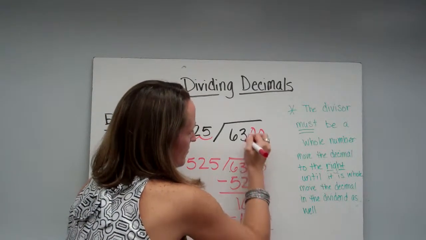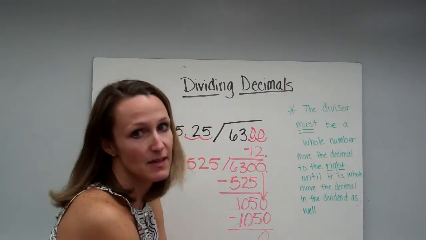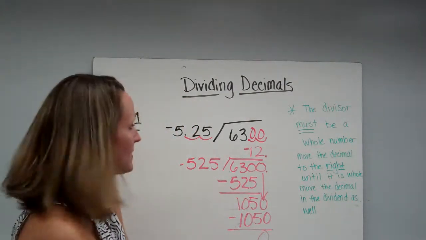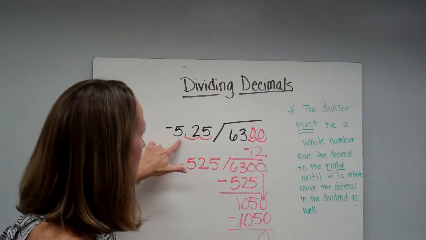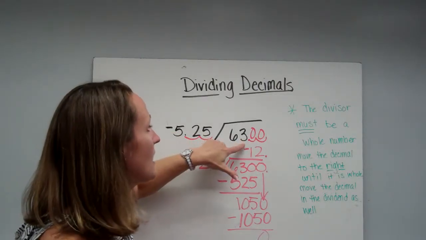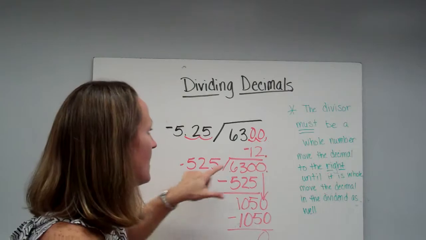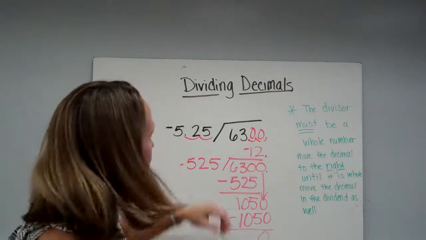And remember, we moved this decimal over 2 places, so our decimal would technically be here, but since it's at the end of a number, you don't actually have to write it. So to recap what I did, I moved my decimal 2 places out of my divisor. I had to move my decimal over 2 places out of my dividend, and then I just divided as usual.